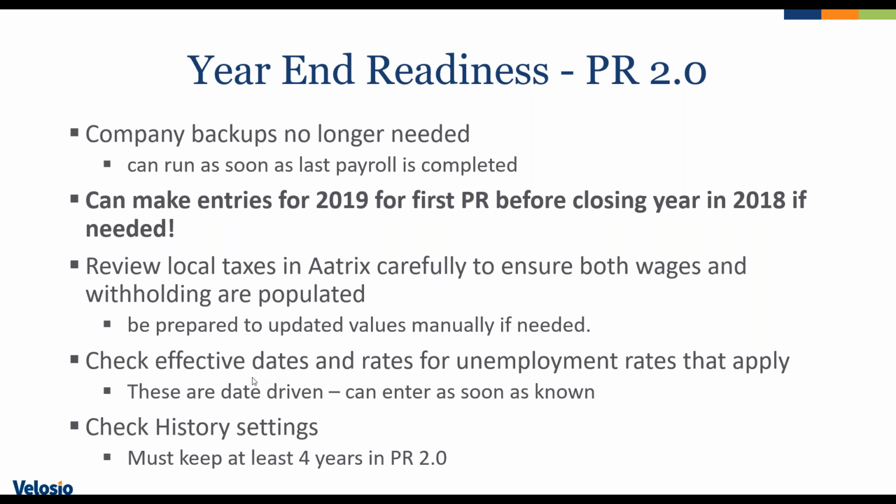The other thing is before we do the year end, we want to check the effective dates and rates for unemployment that might apply. These are now date driven. So if you knew your 2019 unemployment rates today, you could plug those into the system with an effective date of January 1, and you'd have it done. It'll automatically switch over to the January 1 rates as soon as you do your first payroll for 2019, even if you did it like the 29th or something like that.